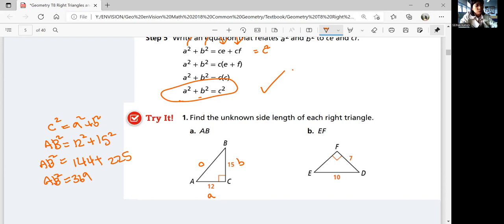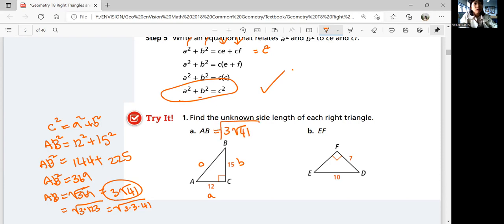And what is the square root of 369? It's not a nice little whole number, but that's going to be 3 square root 41 if you simplify it, okay? 369 divided by 3 is 123. So because you have 3 times 123, and then 123 divided by 3 is 41. So you can say 3 times 41 is 369. And 41 is a prime number, so you can't really divide by anything. And so you can simplify as 3 square root 41. And that's it. Your AB is 3 square root 41. That's your answer, okay? Yeah, simplify if possible.